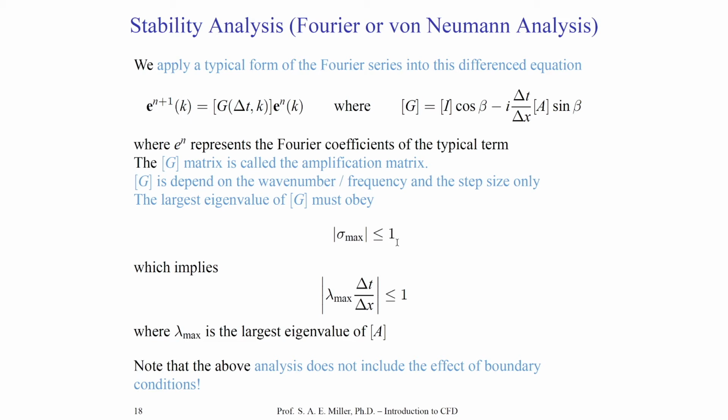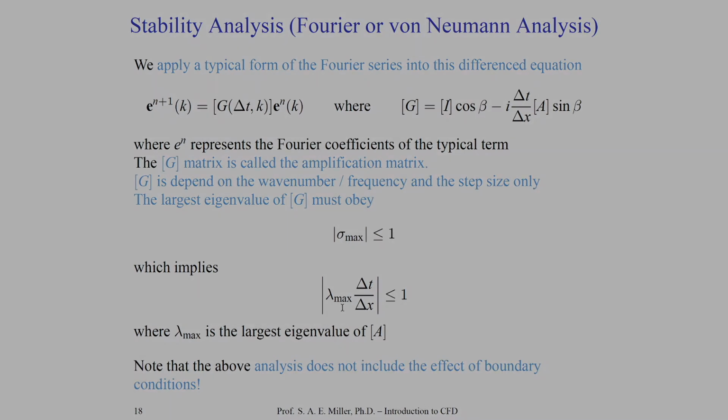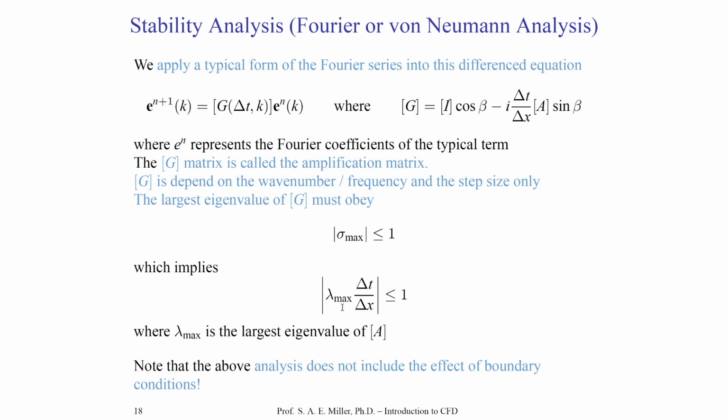If any eigenvalue in its magnitude is greater than 1, the scheme will be unstable for that particular point in time and space. This will imply, through this substitution, that the maximum eigenvalue of A times delta t over delta x will be less than 1. This analysis does not necessarily include the effects of the boundary conditions, and so an entirely different analysis of the boundary conditions must be made for stability.